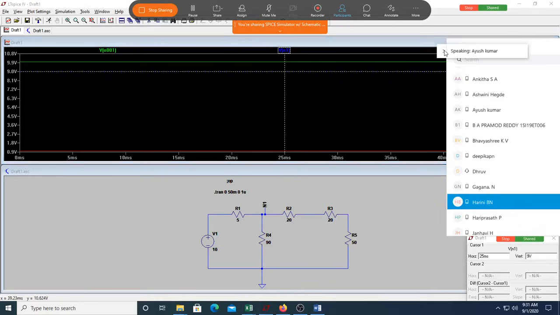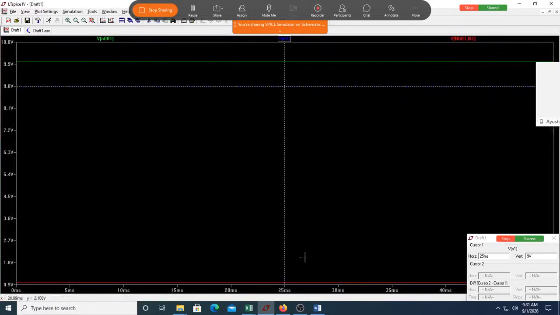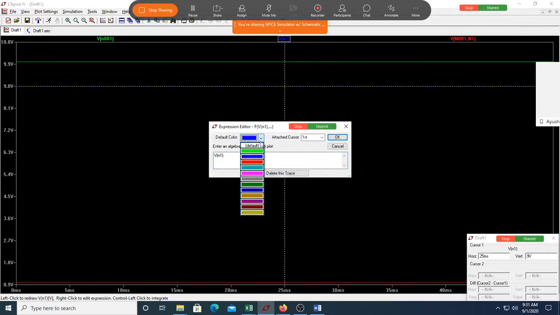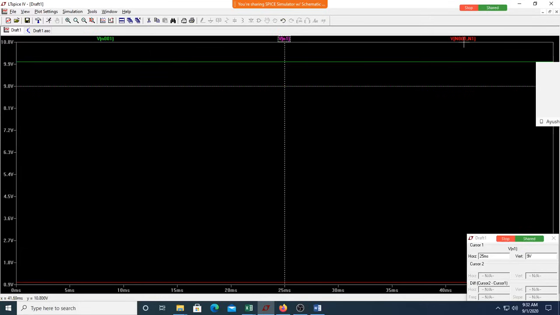See here. How much is the voltage that you are getting? Let me just take these out. Now, can you see these three voltages? One is V of N001, the second one is V of N1, let me change this color. This is N1. V of N001 comma N1. Can you see what is the difference between these three? What are the first two voltages? What is the third voltage?